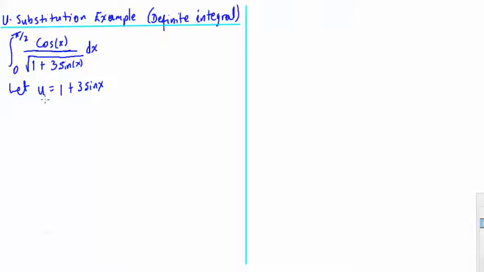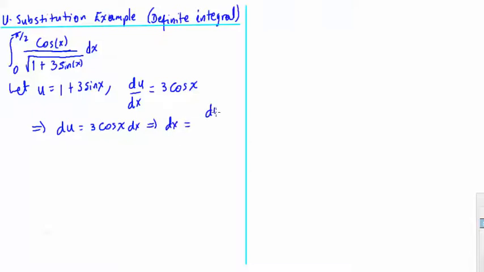And also you notice that the derivative of u is 3 cosine of x, which will help me simplify this expression because I have cosine of x dx. So let's let u be 1 plus 3 sine x. Then the derivative of u is 3 cosine of x, which implies that du is 3 cosine x dx, which implies that dx is du over 3 cosine x.